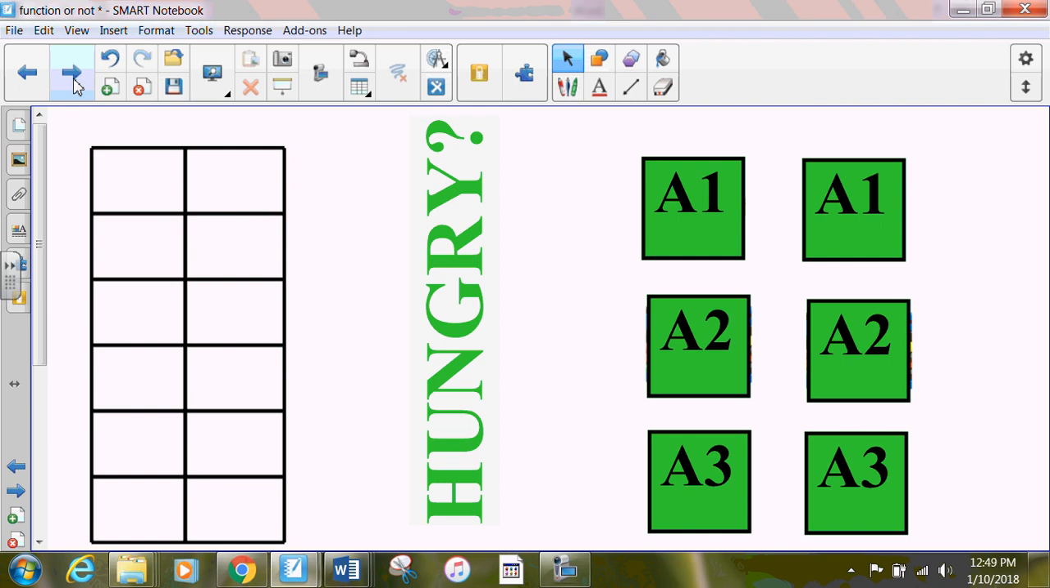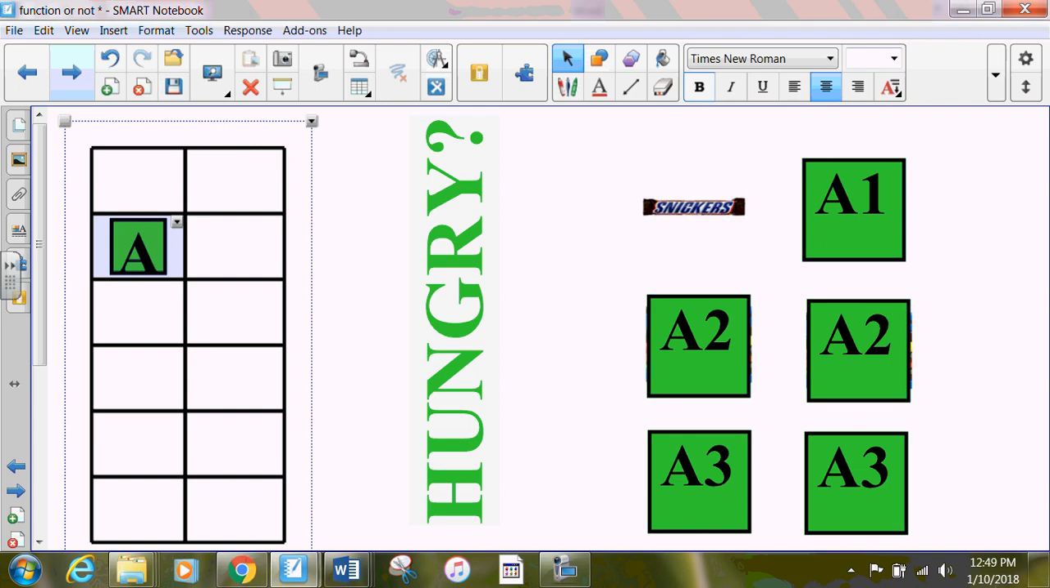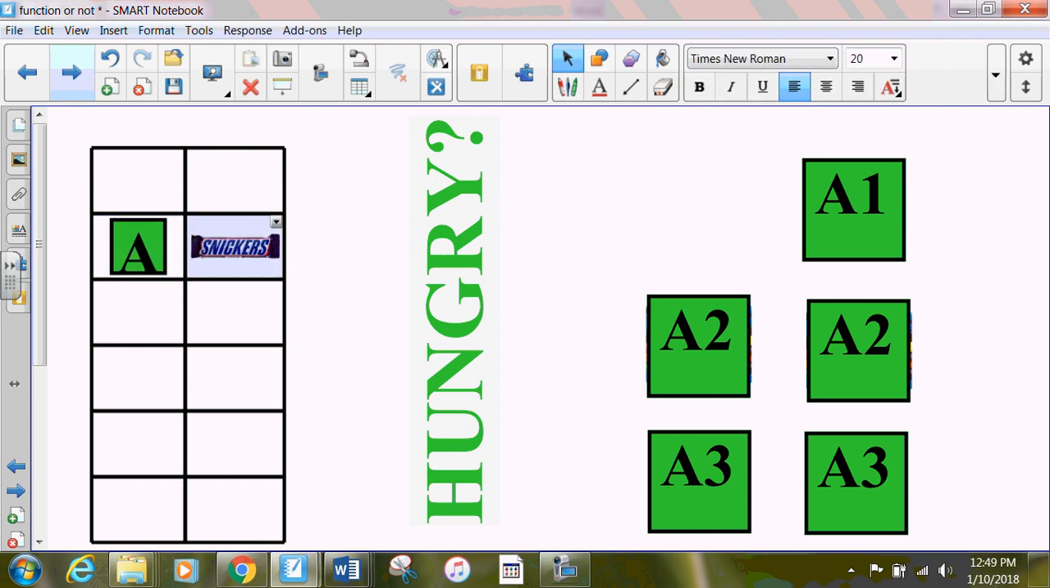Here we go. Hungry. I'm going to make a machine. You're going to help me create it. This machine where if I push the A1 button, out comes a Snickers. And you know what? Snickers are so popular in this vending machine.